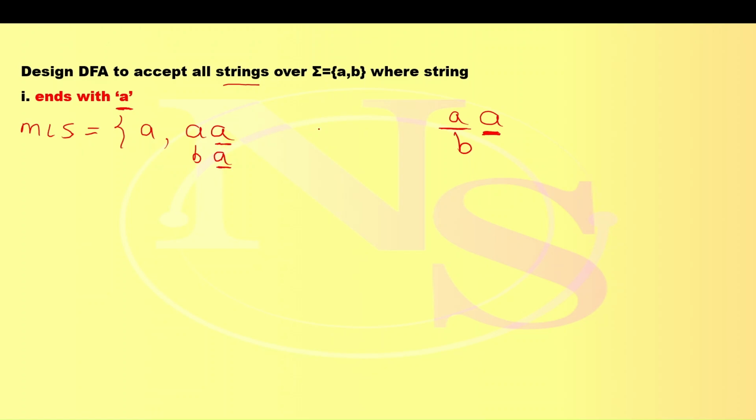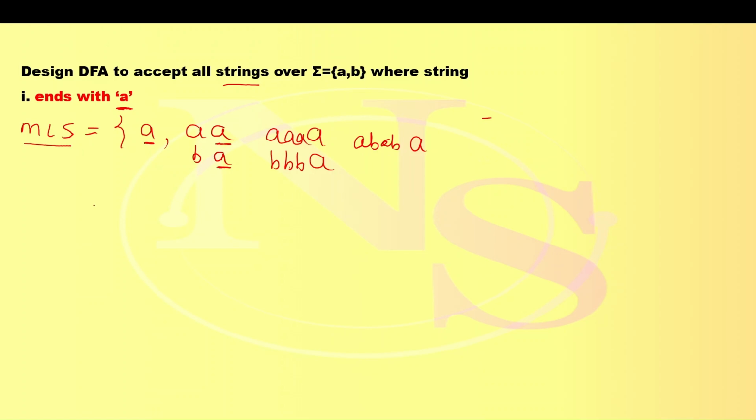It means what? Our last symbol should be A. Before that, any number of A's can come. Our last symbol is A. Before that, any number of B's can come. Or similarly, if the last symbol is A, before that, any number of A and B can come. And this becomes our minimum length string valid set. Once we understand the condition, write the minimum length string. Here A is the minimum length string and all the remaining are followed by this A.